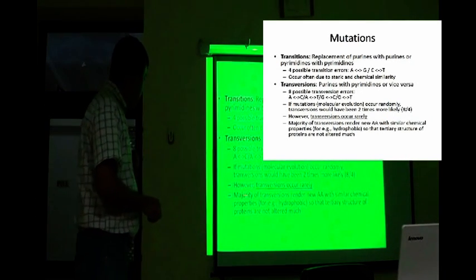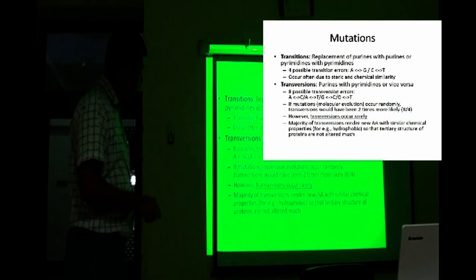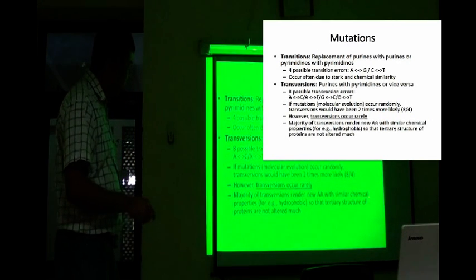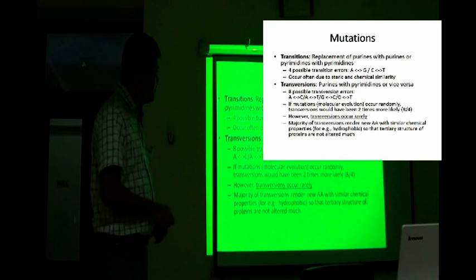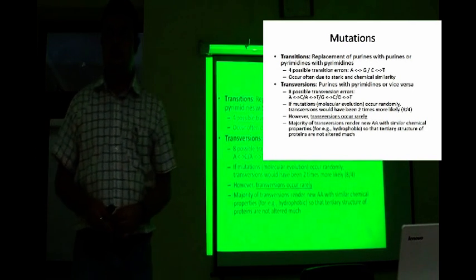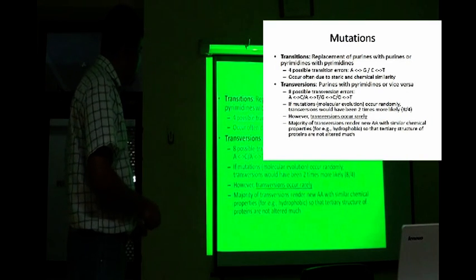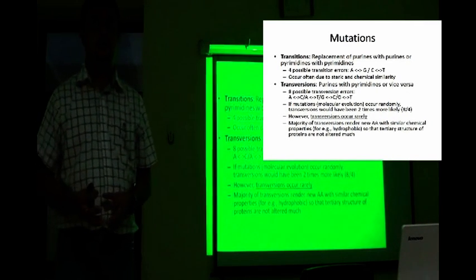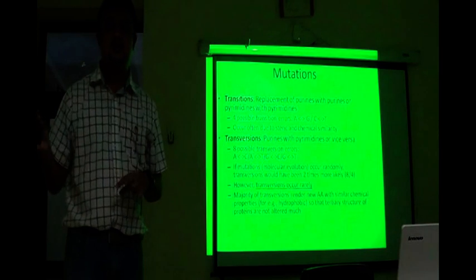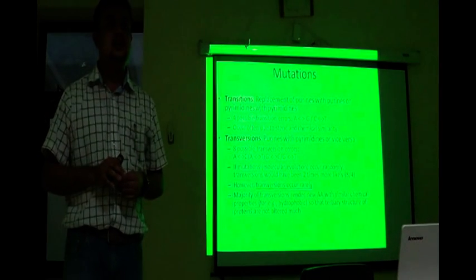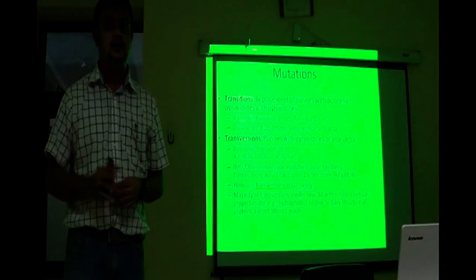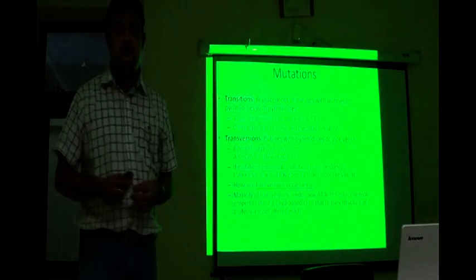The majority of transversions render a new amino acid with similar chemical properties. For example, hydrophobic amino acids result, so that the tertiary structure of the proteins is not altered much. That is very important, right? If the tertiary structure is altered, then the entire function of the protein can be entirely different, if the structure is also hampered.